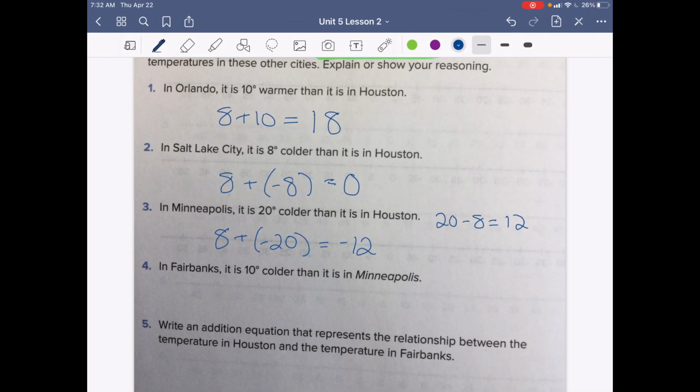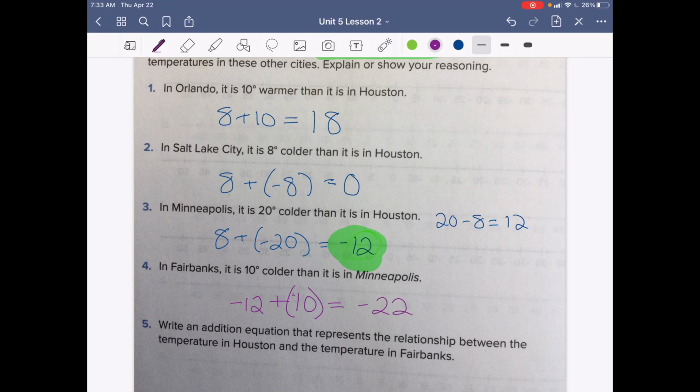In Fairbanks, it is 10 degrees colder than it is in Minneapolis. Ooh, they changed it on us. So we've got to look at Minneapolis's temperature to figure out how cold it is in Fairbanks. So we're starting at -12, and it's 10 degrees colder. So we're going to have to subtract 10, or add -10. But because they're both negative, we're just going to add them together. So 12 plus 10 is going to be negative 22 degrees. Brr, that's really cold.